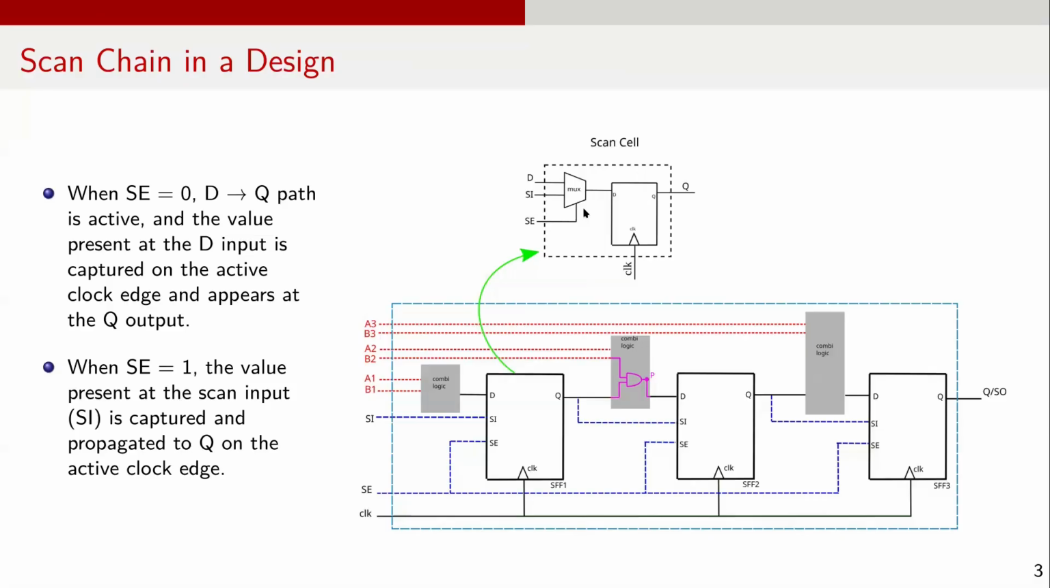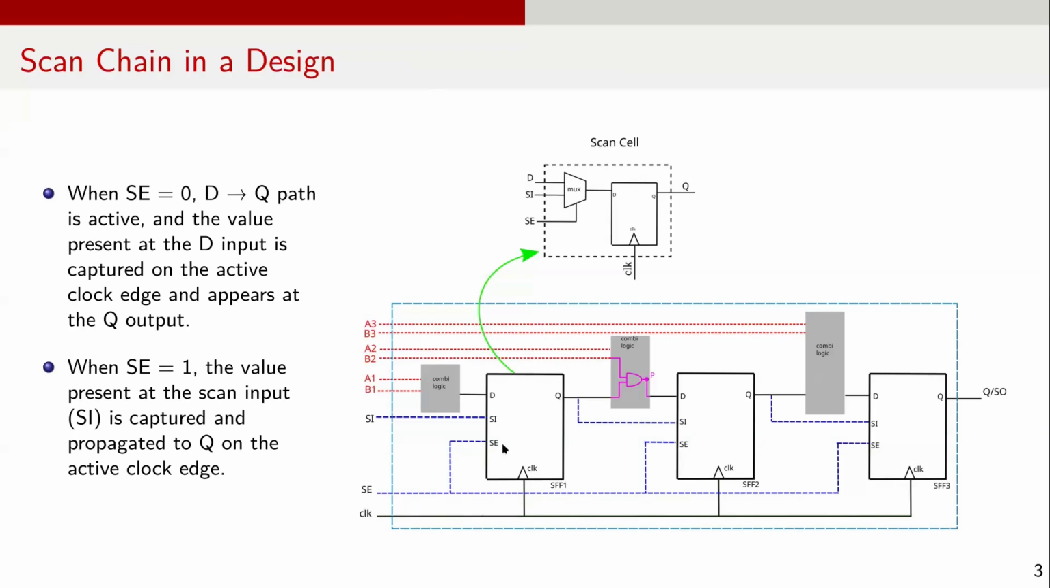When scan enable is 0, the scan cell operates in functional mode. The D to Q path is active. The value present at D is captured on the active clock edge and appears at output Q. When scan enable is 1, the scan cell operates in scan mode. The value present at scan input SI is captured and propagated to Q on the active clock edge.